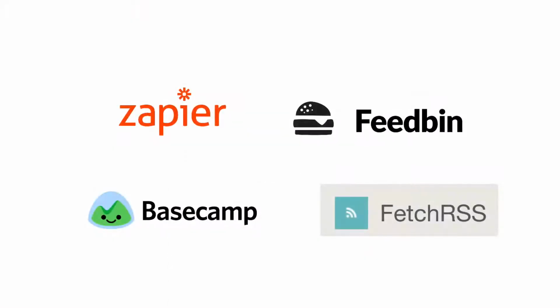Now, altogether, Zapier, FetchRSS, Feedbin, and Basecamp, they'll run you a couple hundred dollars a month, but I think it's totally worth it. Compare it to the amount of time you're saving. Going to hundreds of individual job sites takes hours of time, and this is a way to really cut down on that.